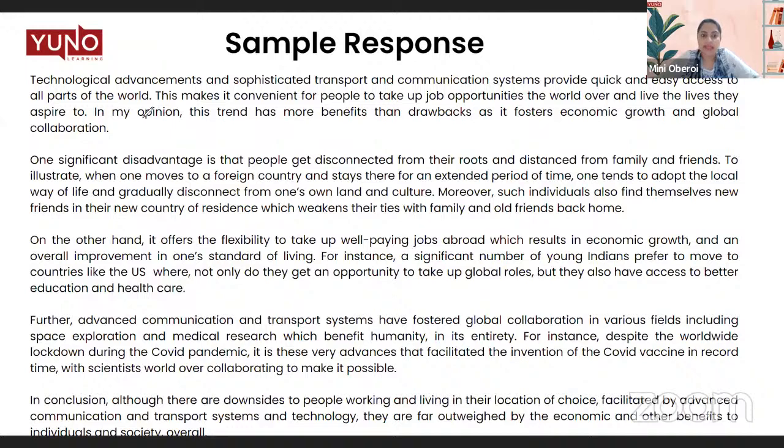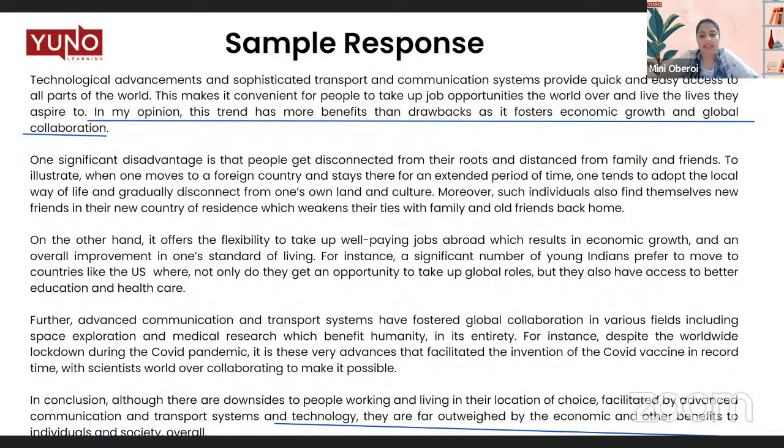Whatever my thesis statement mentioned in the beginning, I've just tried to repackage it and put it again at the end. This is what we have to do.